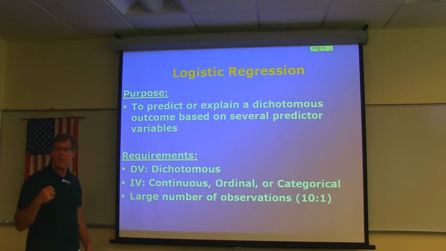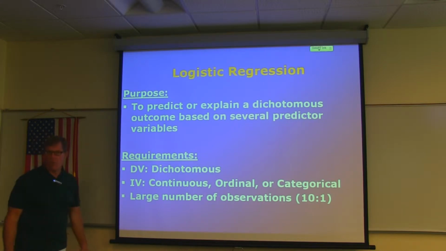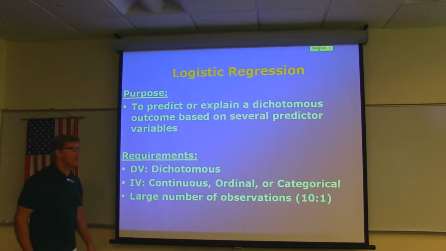So we're going to be predicting whether a set of IVs predicts whether someone's a smoker or non-smoker, or whether someone is Republican or Democrat, or whether a set of IVs predicts likelihood of male or female. So we have a dichotomous DV with continuous, ordinal, or categorical independent variables, and we know we have more than one independent variable. Of course, a large number of observations.